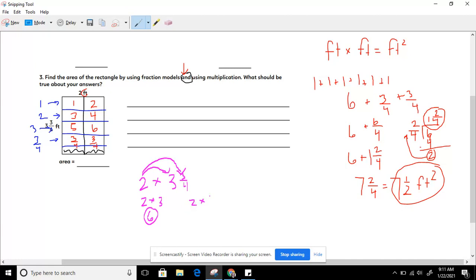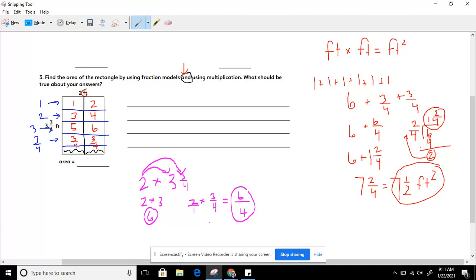Then we multiply our whole number by our fraction. 2 times 3/4. Well, in order to multiply a whole number by a fraction, we can make this whole number a fraction by putting a 1 under it. 2 over 1 is the same as 2 wholes. When you put a 1 underneath a number, it's really a representation of 2 wholes. Then you can multiply across. 2 times 3 is 6. 1 times 4 is 4.